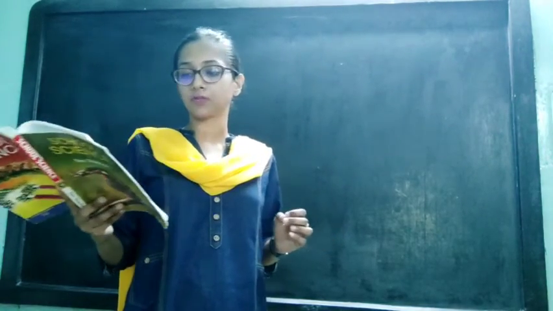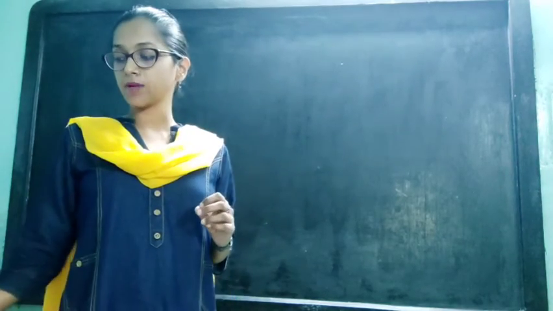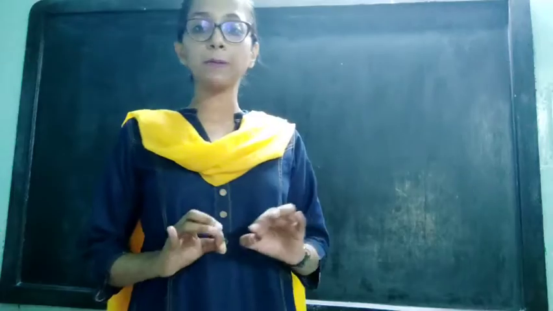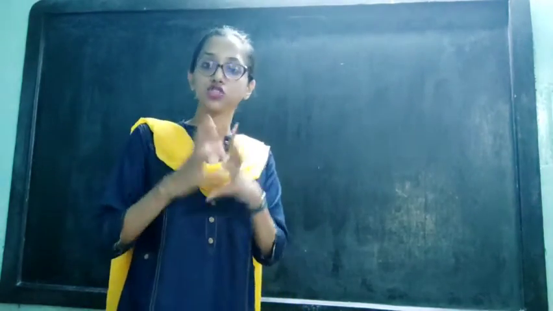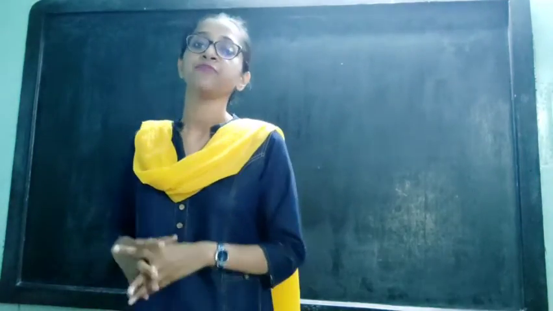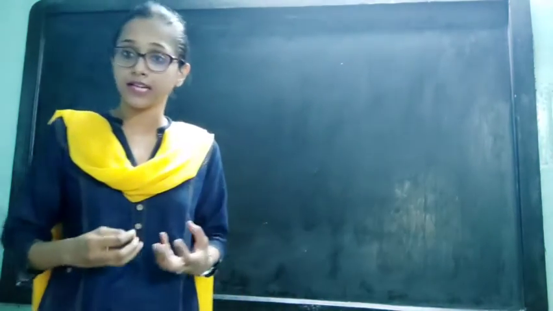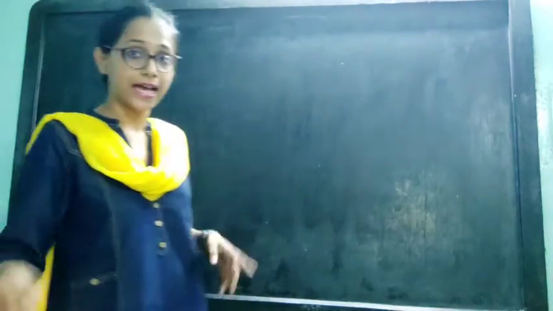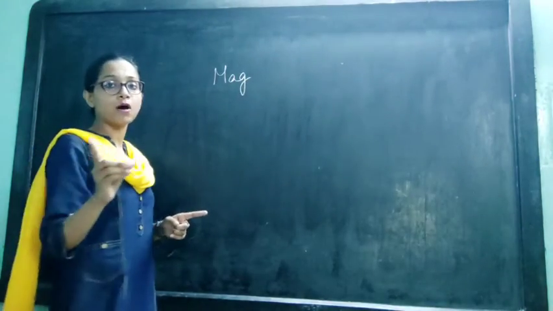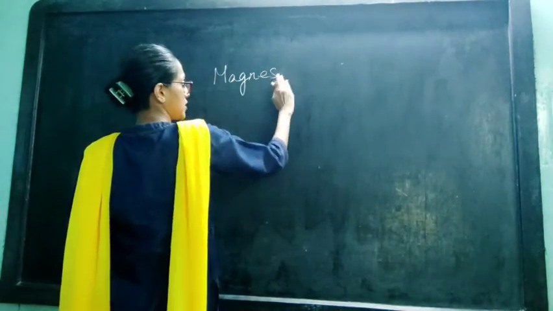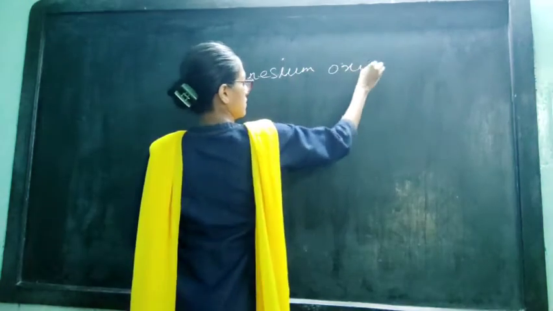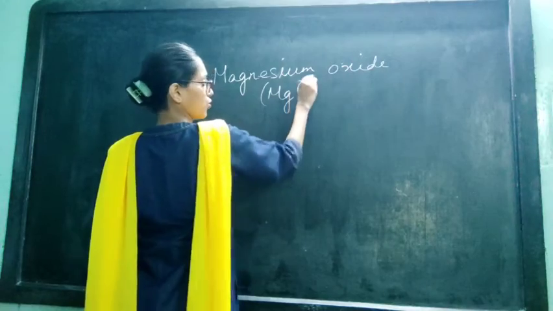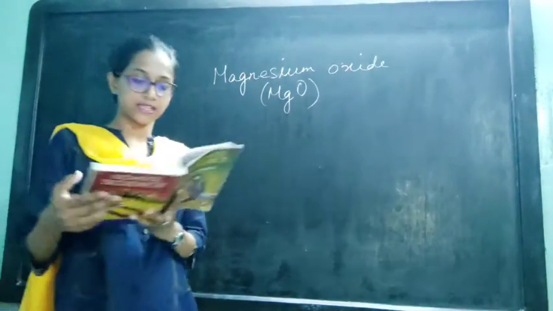Magnesium oxide is a compound formed by chemical combination of two elements, magnesium and oxygen. When the magnesium ribbon is burnt within a gas jar filled with oxygen, we can see that oxygen is a gas that supports combustion. So the magnesium ribbon burns with a very dazzling white flame, and as it burns in presence of oxygen, it forms a new compound. What is the name of the compound? That is magnesium oxide. The formula is MgO. So this is another example of a compound.